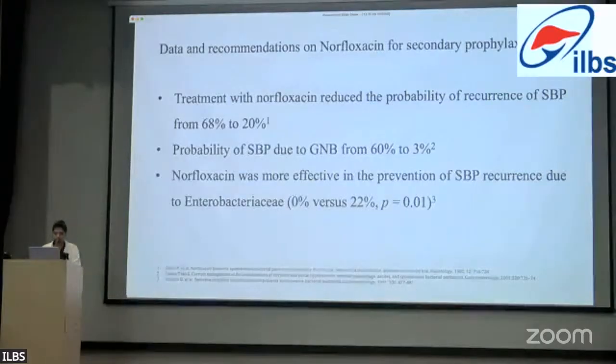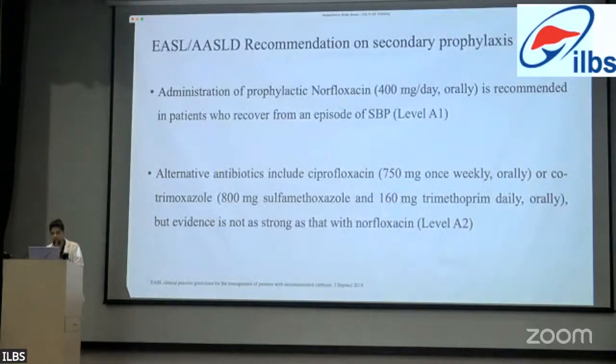Now, the data and recommendations on norfloxacin for secondary prophylaxis of SBP. Treatment with norfloxacin reduced the probability of recurrence of SBP from 68% to 20%. The probability of SBP due to gram-negative bacilli decreased from 60% to 3% when norfloxacin was used for secondary prophylaxis of SBP. It was more effective in the prevention of SBP recurrence due to enterobacteriaceae as compared to placebo or other medications. As per the EASL recommendation, administration of prophylactic norfloxacin is recommended in patients who recover from an episode of SBP. The alternate antibiotics include ciprofloxacin or cotrimoxazole, but evidence is not as strong as that with norfloxacin.